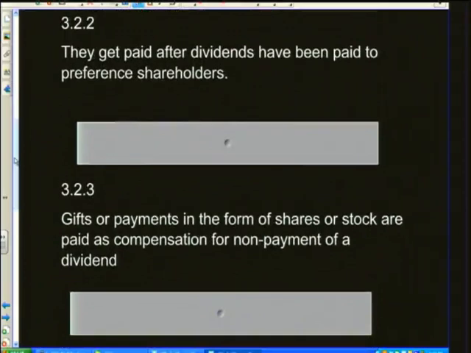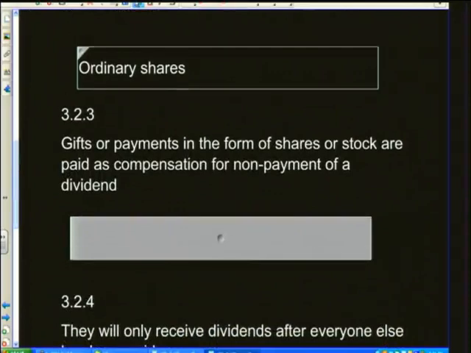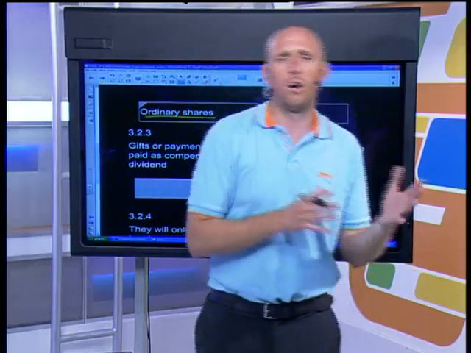They get paid after dividends have been paid to preference shareholders. Okay, so we know it's not going to be a preference shareholder. What's it going to be? Ordinary shares. Okay. So that's what the majority of shares on the JSE is. A lot of them are ordinary shares, right? So you can go out and you can go buy yourself some ordinary shares. There are share trading platforms that you guys can go and use. I really recommend that you guys go out there, play with it, learn about the different types of shares we get.